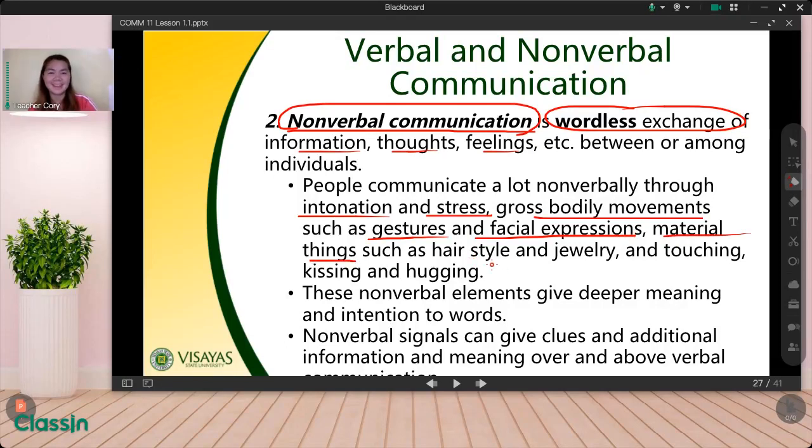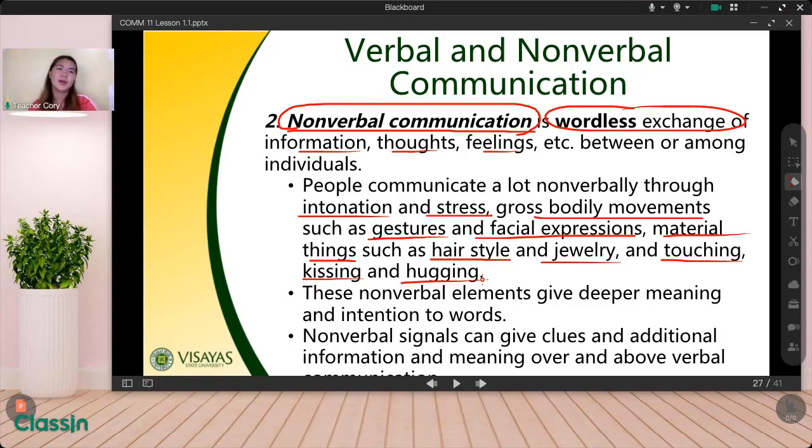This also communicates a lot, like our hairstyle, our jewelry. We can build an impression or make an impression about someone through your physical appearance, through your look, the way you dress, the way you do your hair, or your jewelry. If there are lots of jewelries on your body, that also shows something about you. Touching, kissing, and hugging are also other ways of communicating.